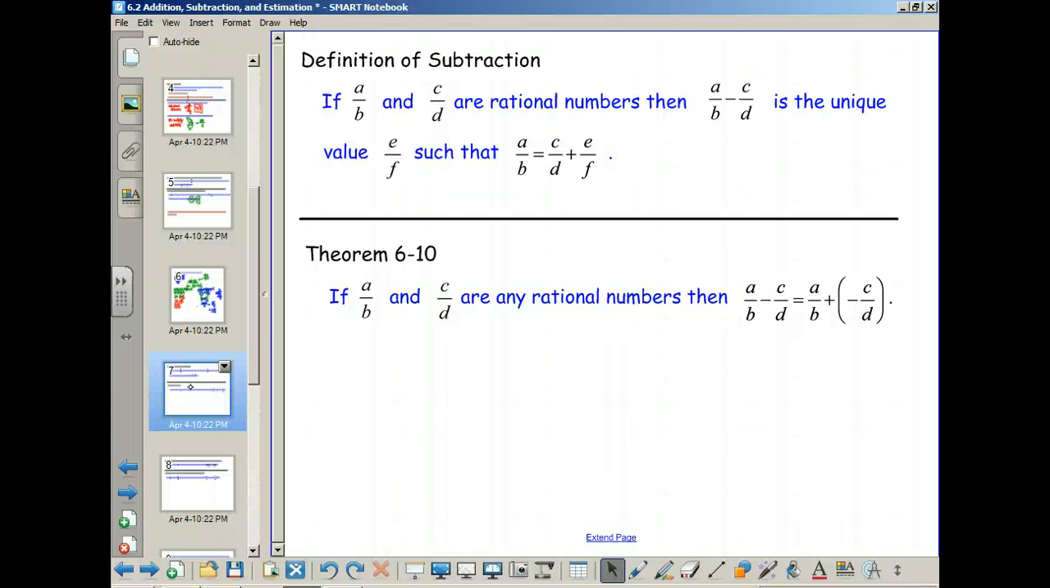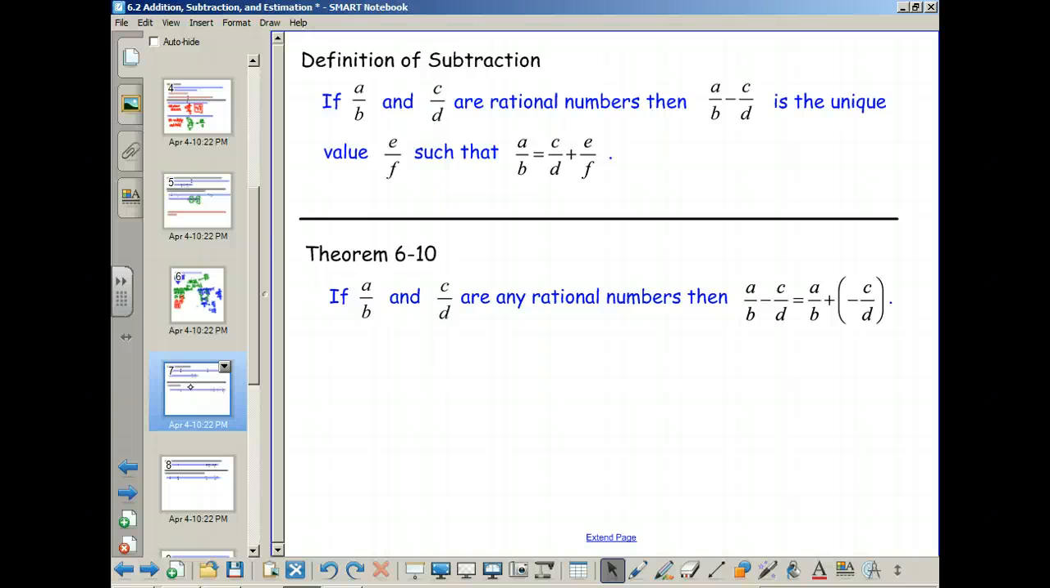Because it's not subtraction, we have two names for it. It's not that there's no such thing as subtraction, but it is adding a negative, right? So we can express A over B minus C over D as A over B plus negative C over D. And that's what this is saying.